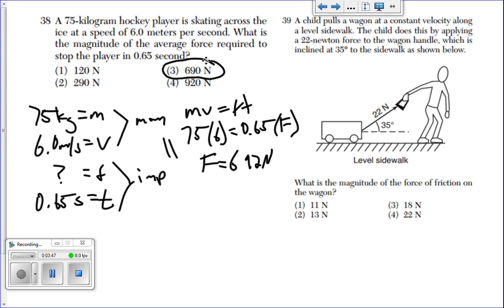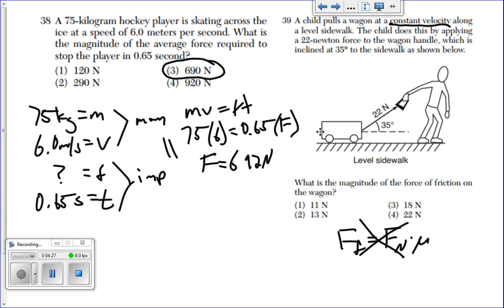Number 39, we have a child pulling a wagon at constant velocity. Let's make a little note of this, constant velocity, because that's going to help us out later. It's saying that we need to find the magnitude of the friction force. When people see friction force, the first instinct tends to be friction force equals normal force times friction coefficient, and then you see this problem and freak out that you don't have a normal force and you don't have a friction coefficient. If you don't have either of those things, then don't use this. There's another way to do this. Instead of being frustrated, use some good physics.